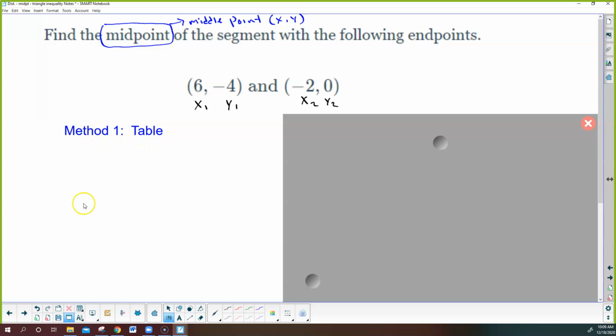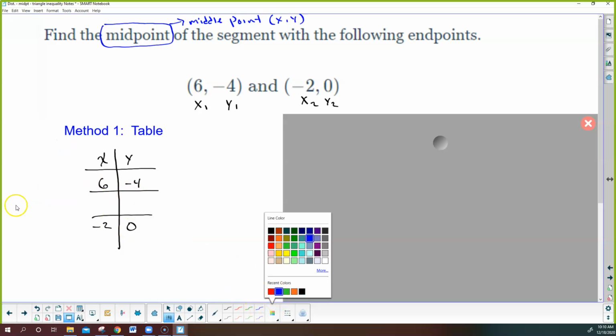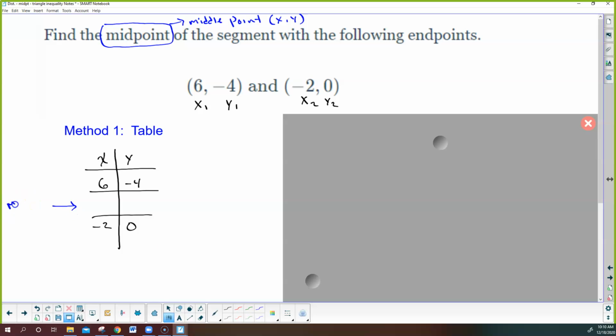Well, we can do this through a table. So I'll give you a second to get caught up to where I'm at. But what we're going to do is take those points and put them in a table. 6, -4 is 1 point. And then -2, 0 is my next point. And what I'm looking for is the point that's in the middle. Why don't you try that? I'll give you a second to write it. Can you figure out from what we're talking about here, what point would be in the middle?